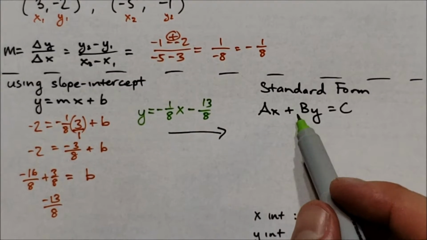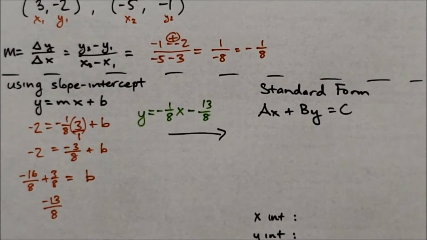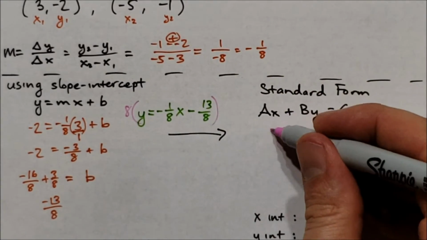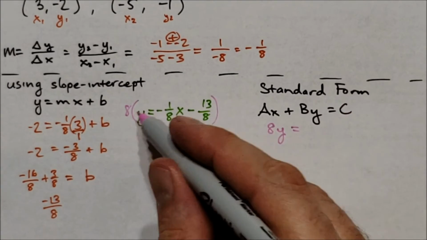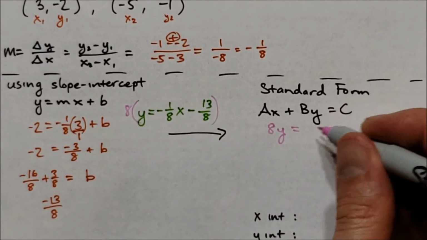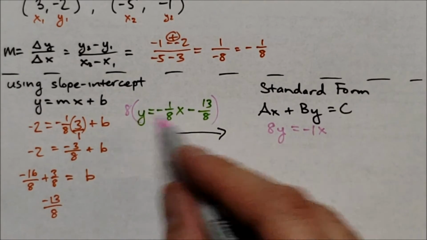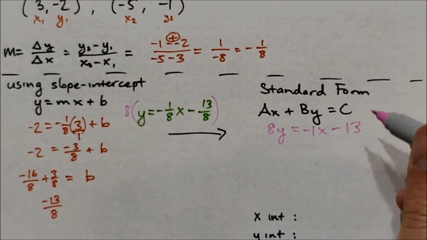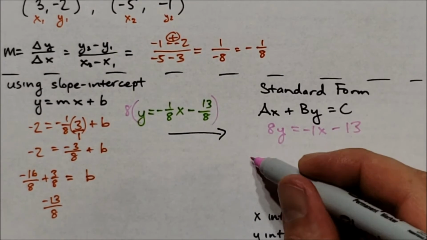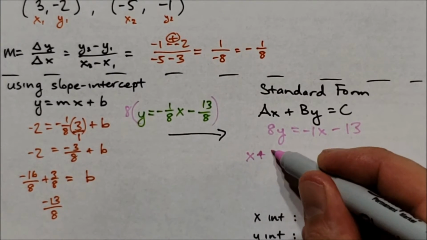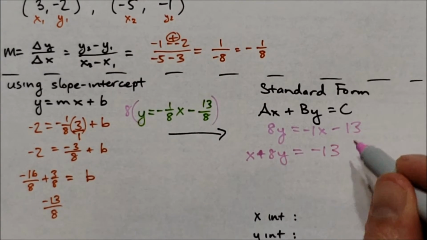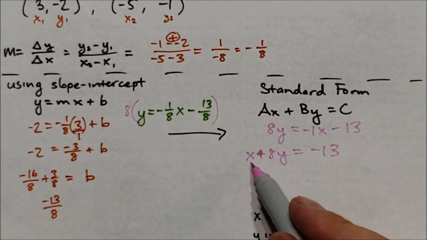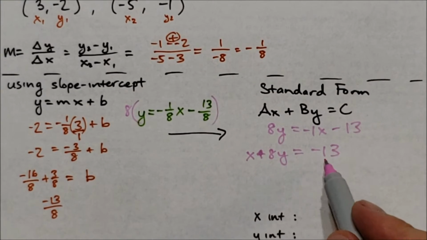Okay, we want to write this in standard form. So again, the first step is to multiply everything by the common denominator, which in this case is 8. So we're going to have 8y equals negative 1/8 times 8 is negative 1, so negative 1x. 8 times negative 13 over 8, the 8's are going to cancel, so we just have a negative 13. Add the x to both sides, we'll have x plus 8y equals negative 13. Again, we're adding 1x. I'm not going to write the 1 in front of the x because it's given. So this is our standard form, x plus 8y equals negative 13.